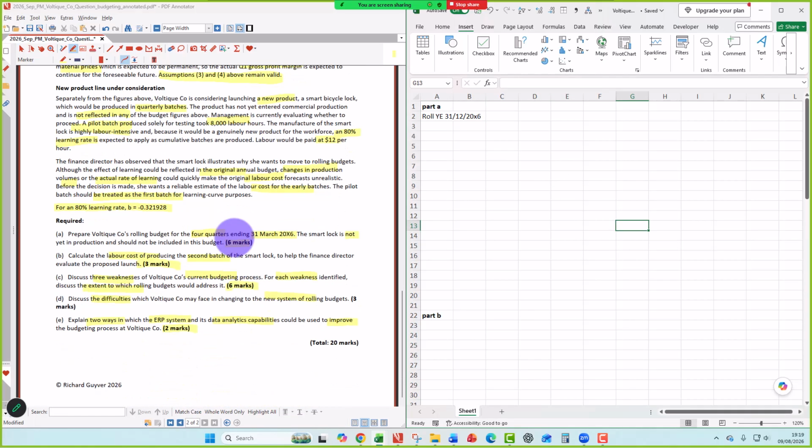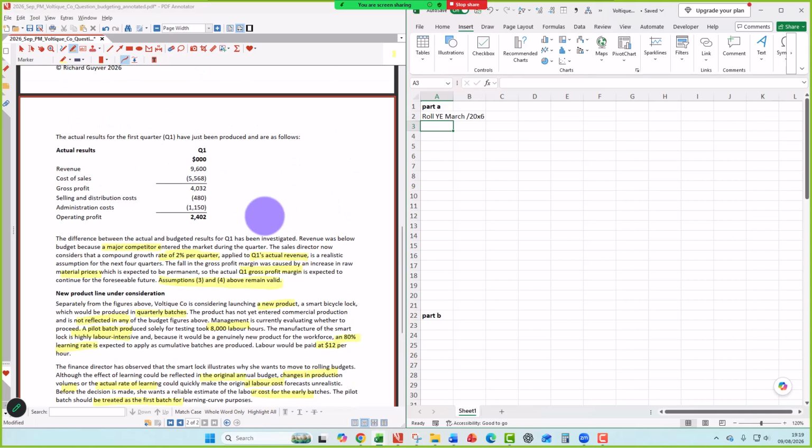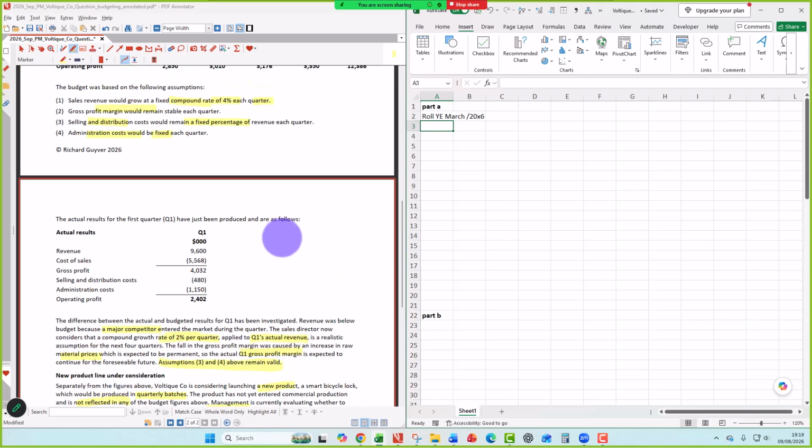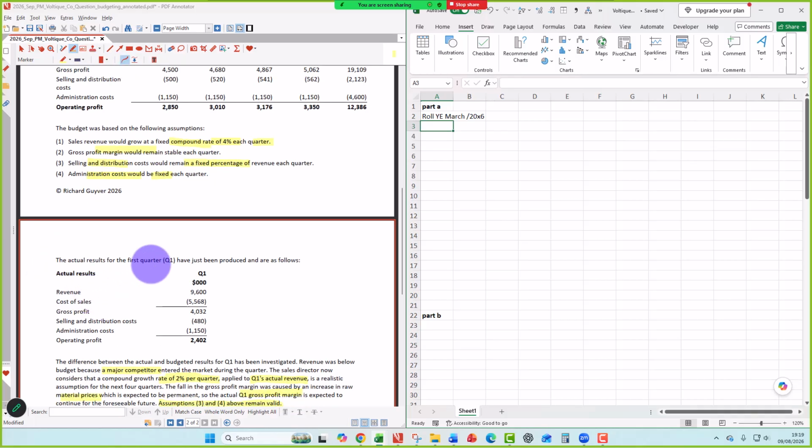So I need to show the rolling budget for the year ended March 2066. So I've put the wrong date on there. March 2066. And the easiest way I think to do a rolling budget is to take what they've given us, the layout, put in the actuals for Q1, and then use that to help calculate Q2, Q3, Q4, and very importantly, Q1 of the next year.